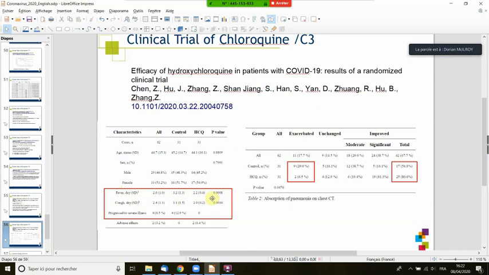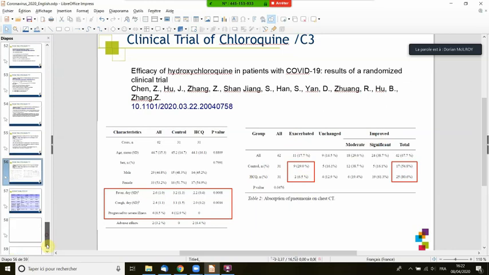And on the chest imagery, looking at lung lesions, these are the patients who are getting worse, exacerbated. In the control group, about 30% are getting worse. In the hydroxychloroquine group, only 2 patients are getting worse. And for those who are getting better, about half, 55% in the control group, 80% in the chloroquine group. And once again, this is a significant result.